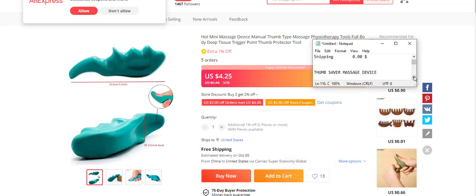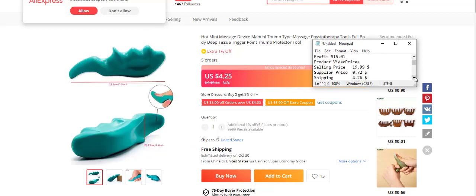Tom Silver massage device. The profit margin is $15.01. Basically, this product is for massaging your thumb, so it's not something that's really in demand. Even though it has 5 orders here, it's supposed to have a lot of reviews, but it doesn't. So it depends on whether you know how to target the right audience on Facebook. You can test out this product and drop a comment, feedback on how the experience you had with the product.